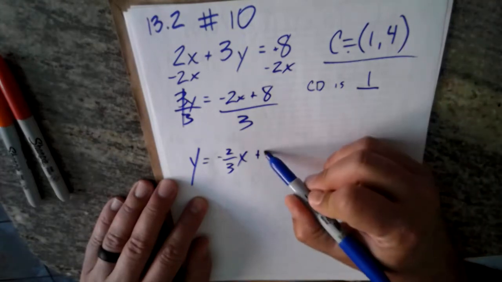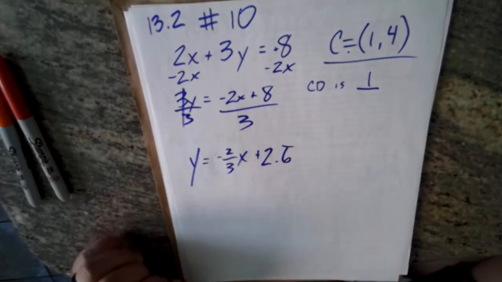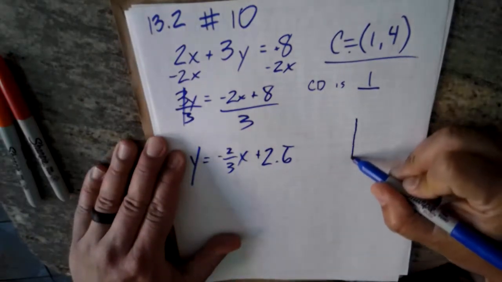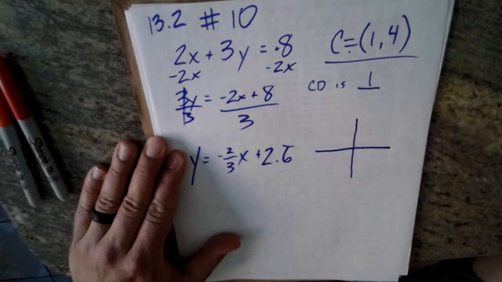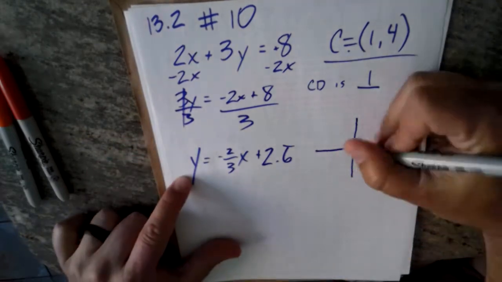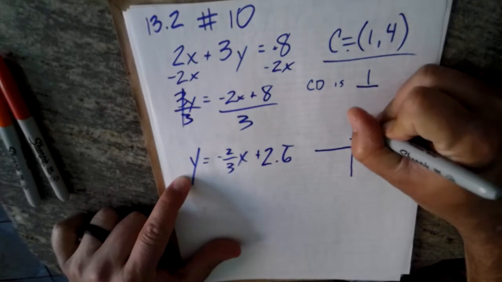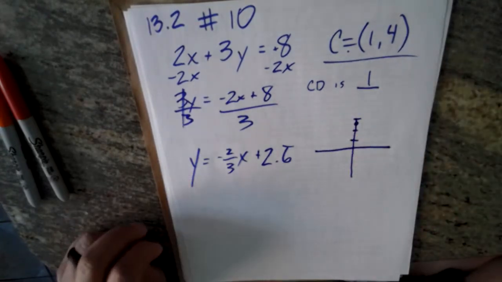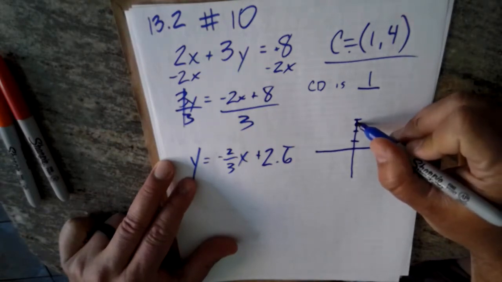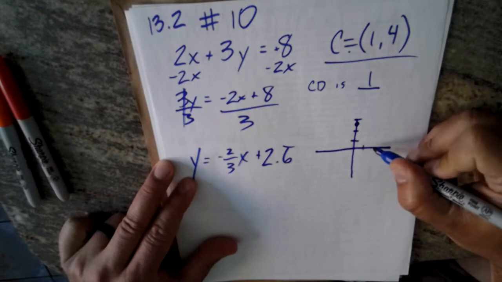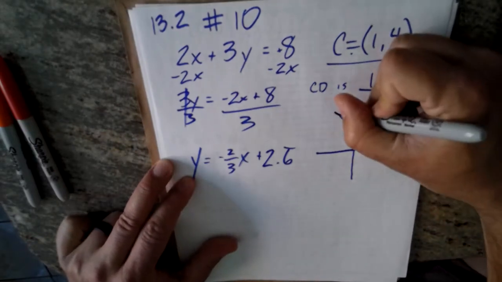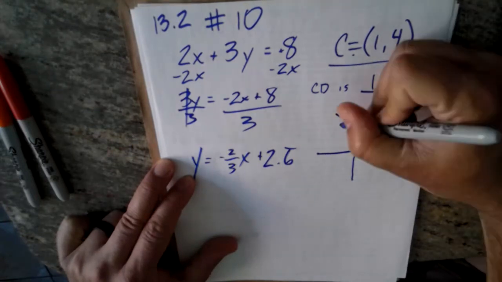What's 8/3? That's 2.6 repeating. I know the book would probably rather me work in fractions, but I just prefer decimals. All right, so we got a y-intercept of 2.6, and we have a slope of negative 2/3. So rise over run, down 2 over 3. Be about there. I'm just giving a rough sketch.